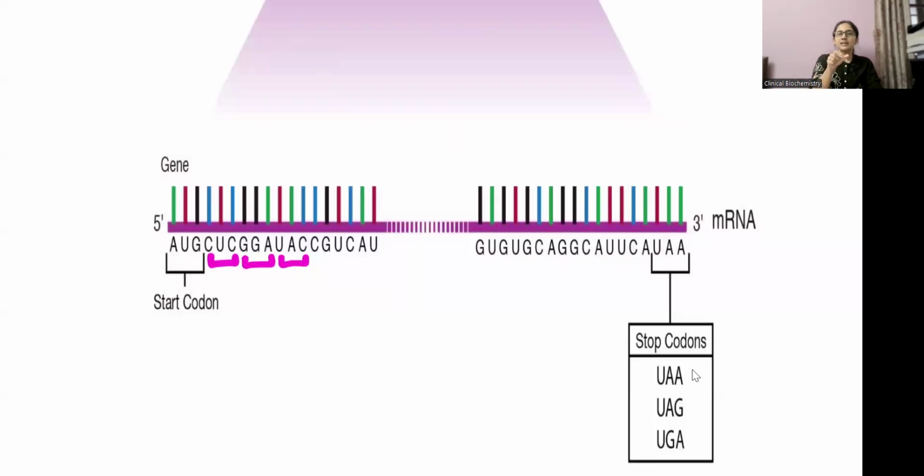Okay, I'm reading it as a sequence of threes, right? So the first codon is the start codon, and AUG is nothing but the codon that codes for methionine, right? After which you have a sequence of codons. So this CUC will code for one amino acid, then another amino acid, then another amino acid.